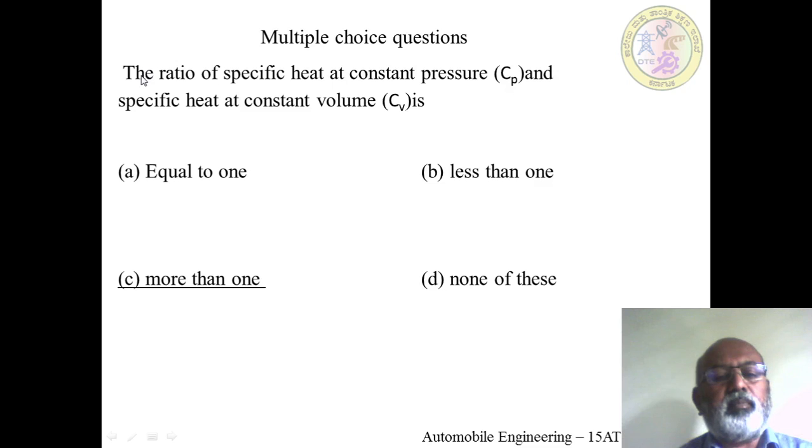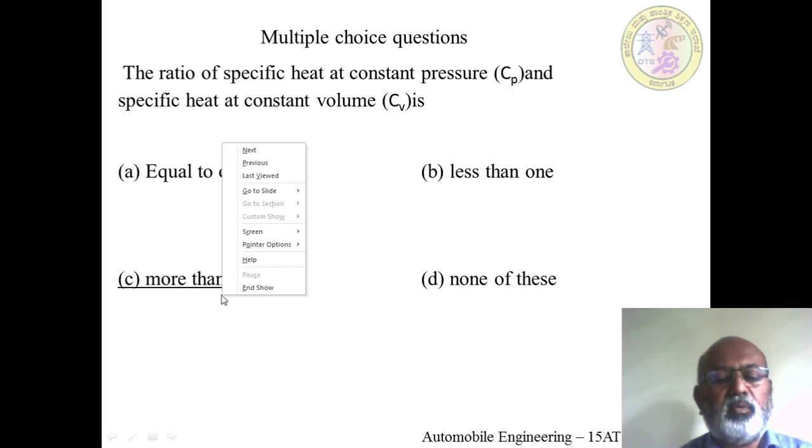Another question. The ratio of specific heat at constant pressure and specific heat at constant volume, that is Cp divided by Cv, is it equal to 1, less than 1, more than 1, or none of these? The correct answer is, it is more than 1.